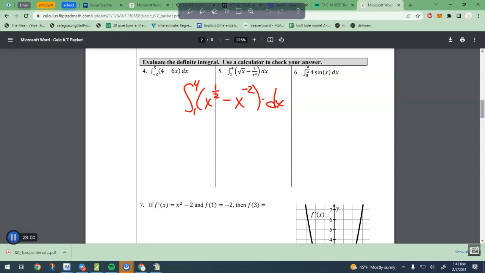So now let's integrate. Add 1 to the power is 3/2. Multiply by the reciprocal is 2/3. Minus, add 1 to the power is negative 1. Multiply by the reciprocal. So there's already a negative 1 in front. I'm going to multiply by this negative 1. I'll get a positive 1. And then my job is to plug in 1 and 4, which might be more difficult for some of you than the integrating. Is that first step okay then?